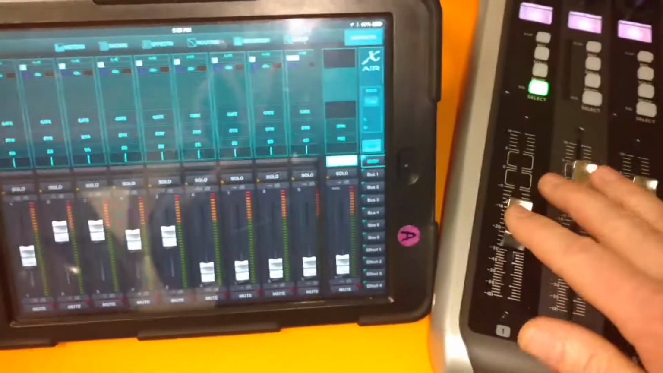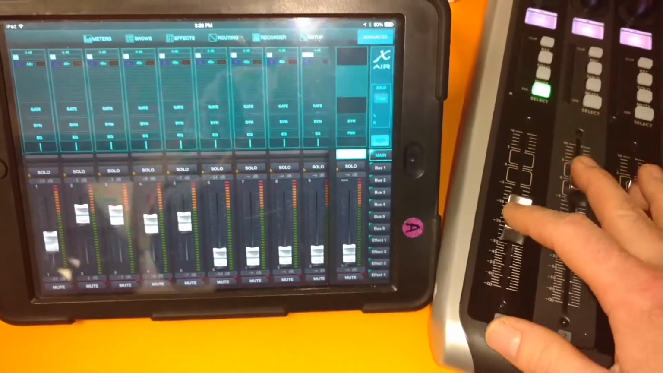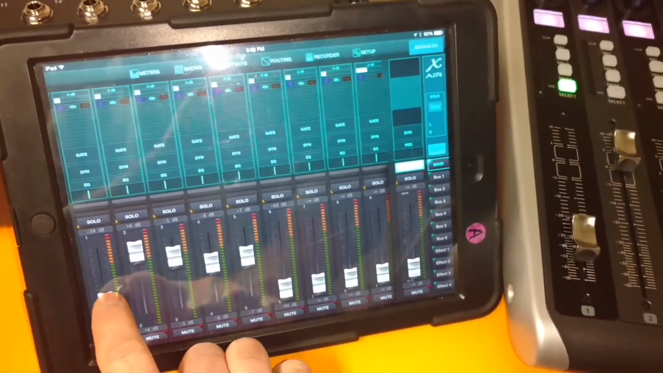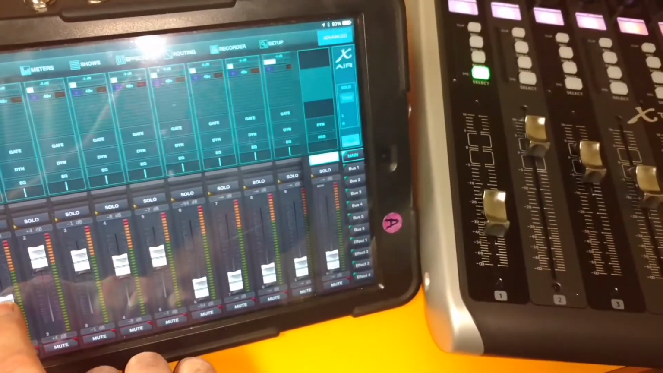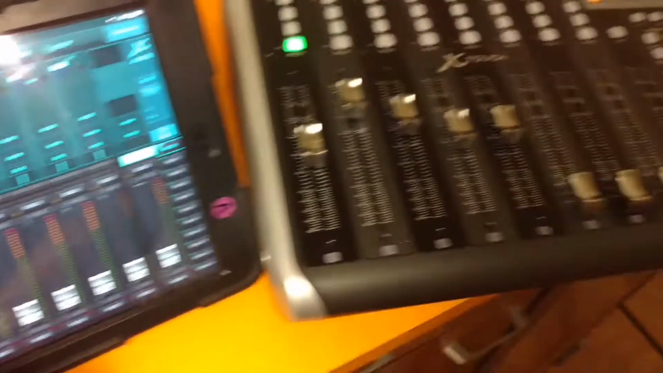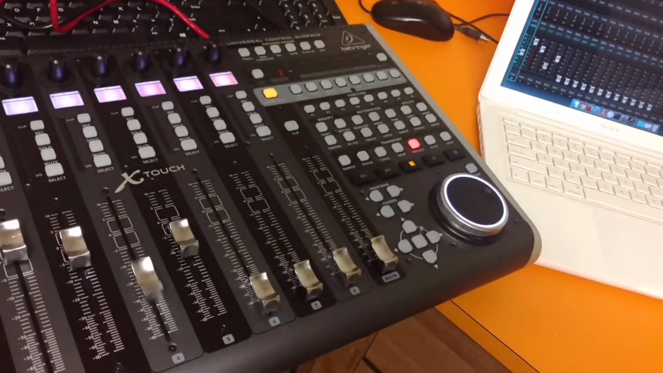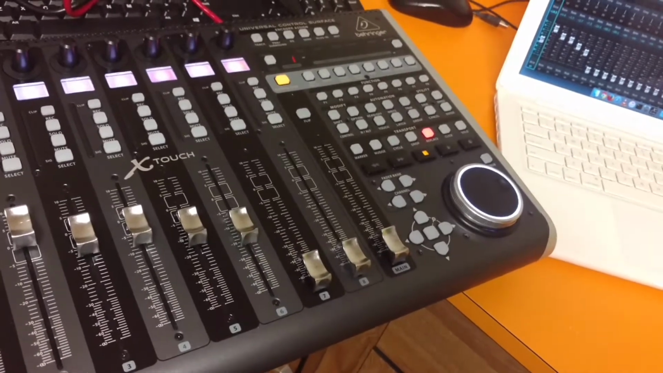So as I move a fader on the X-Touch here, you can see it moves there. And also, as I move the fader on the iPad, you can see the fader move on the X-Touch. And also, you can see the fader move everywhere that it's connected.